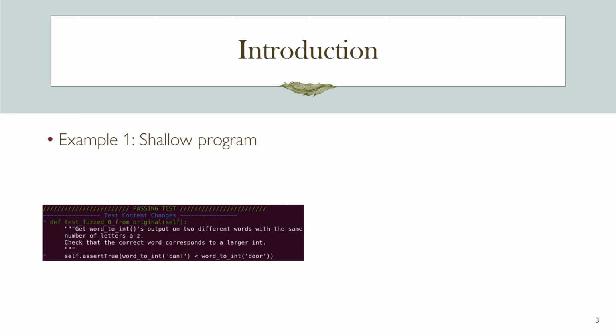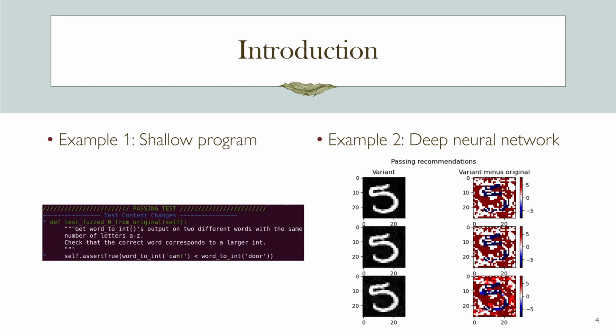PyHolmes can help developers find the root causes of failing tests in shallow programs, such as revealing to a developer that their function fails to handle strings containing apostrophes. In deep learning contexts, it can reveal which dimensions of an input caused a failure. This can provide a developer with valuable clues for what new samples to include in their training dataset.